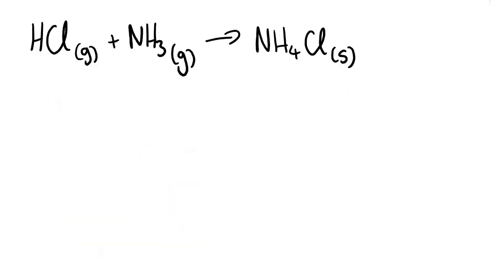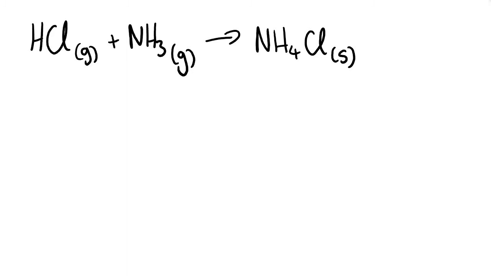Okay, so let's just check your understanding then. Let's have a think about whether we can predict whether some of these reactions are going to have an increase in entropy or a decrease in entropy. So hydrogen chloride gas reacting with ammonia gas. Again, you might have seen this in the lab. You get misty white fumes of ammonium chloride solid being formed.